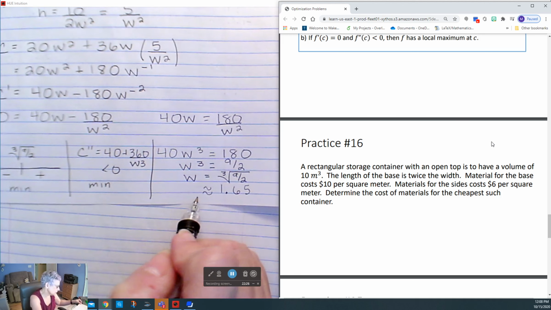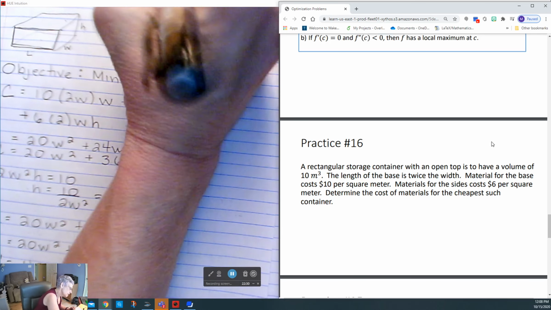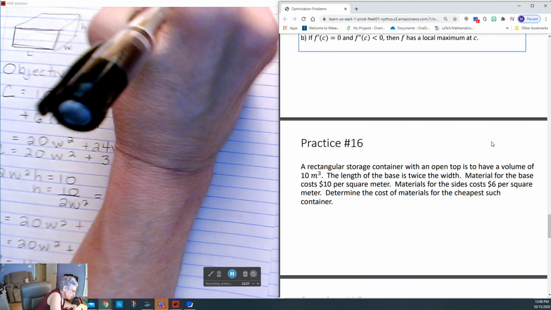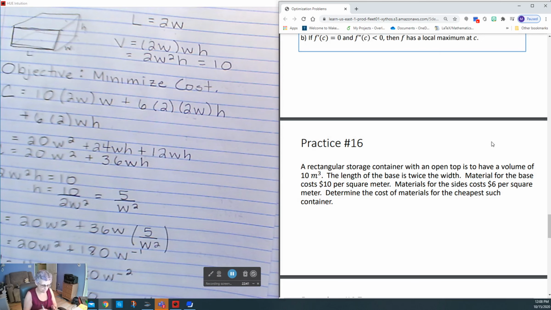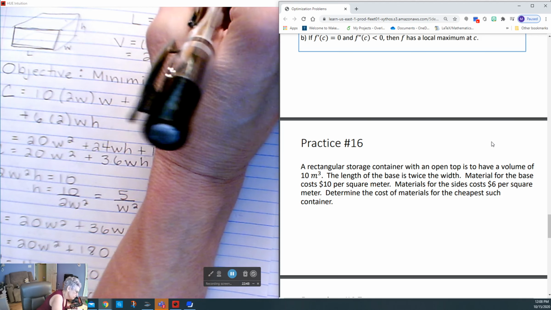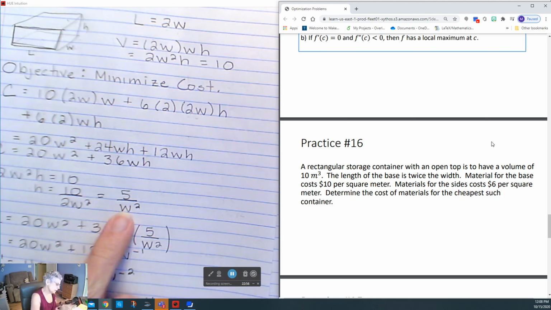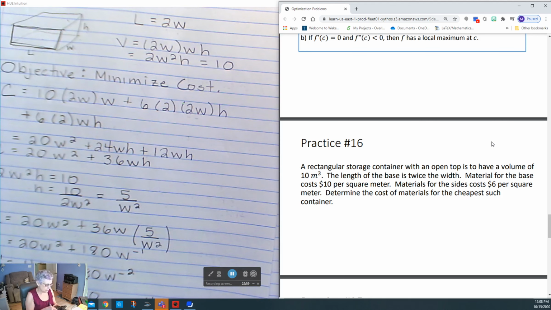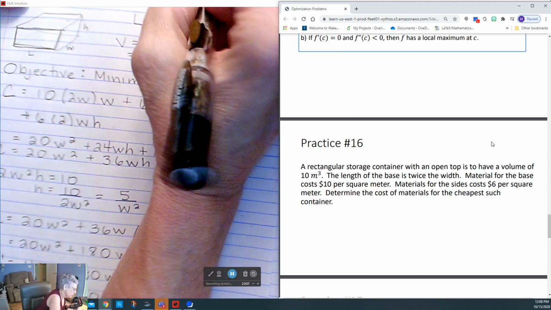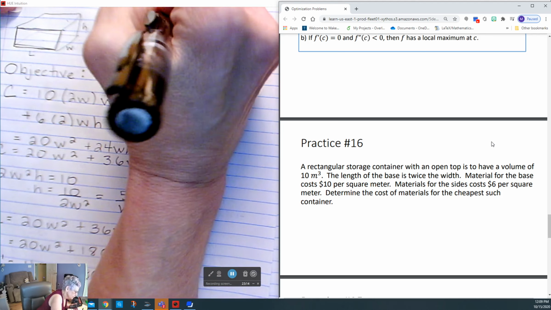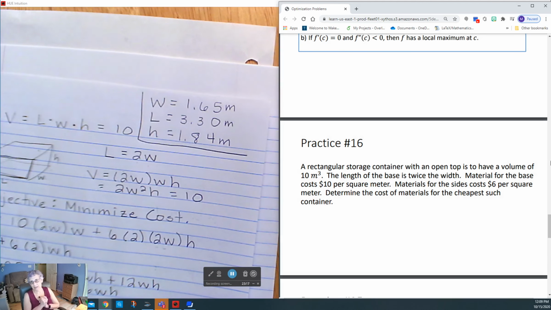And now I can use this W to go back and find my length and my height, because W is equal to 1.65, length is equal to 2 times that, about 3.3, and then the height would be equal to 5 divided by 1.65 squared, so about 1.84, and all of those are in meters.